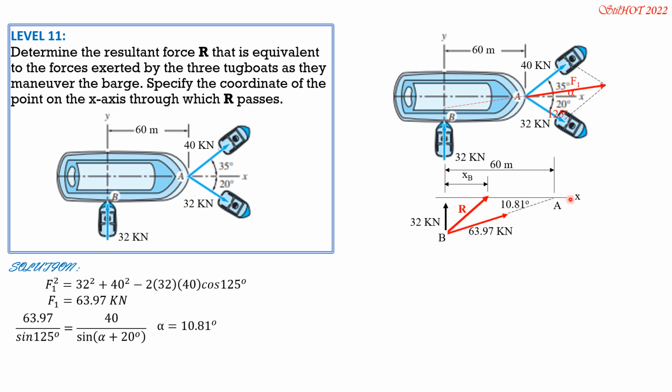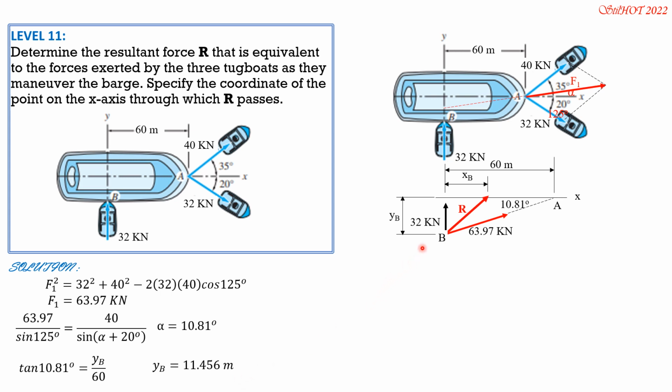It will intersect the x-axis, and we'll specify the intersection with the x-axis from B as xB. Then we will call this YB. So we can solve for YB by the tangent function. Tangent of 10.81 degrees equals YB over 60. So YB is 60 tangent 10.81. So YB is 11.456 meters.